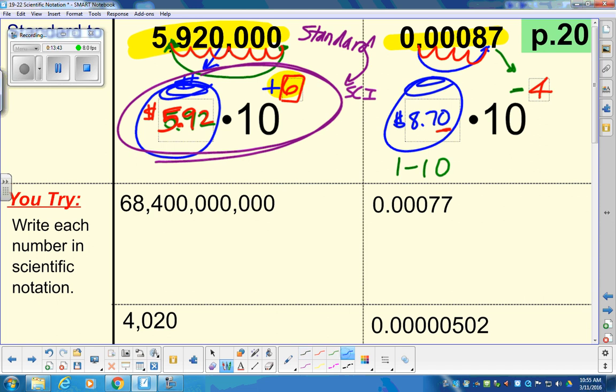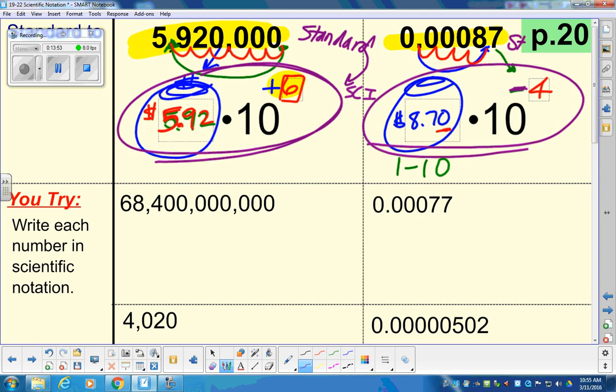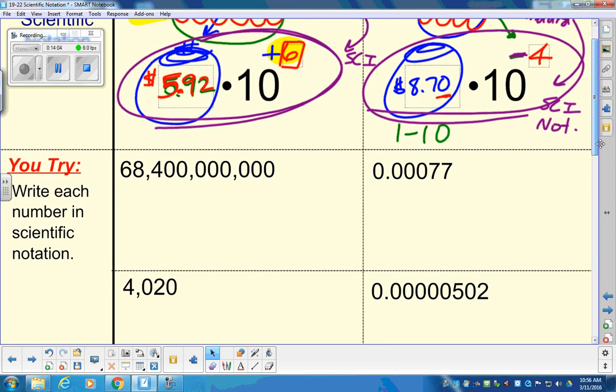So my answer in scientific notation is this here. Make sure you have a -4 there. And that would be our answer. So we went from something called standard form to something called scientific notation. And we are done. We have a couple left here, and this says you try. Of course, if you were in class with me right now, I would have you try this problem, but since you're not, we're going to keep on rolling. I'm asking you to write this in scientific notation.